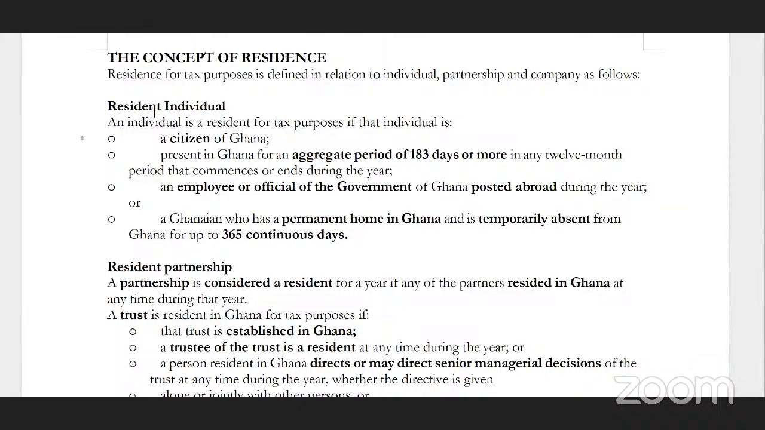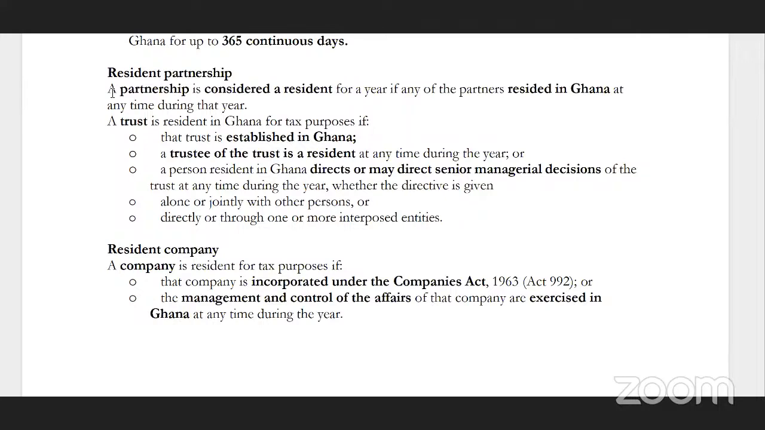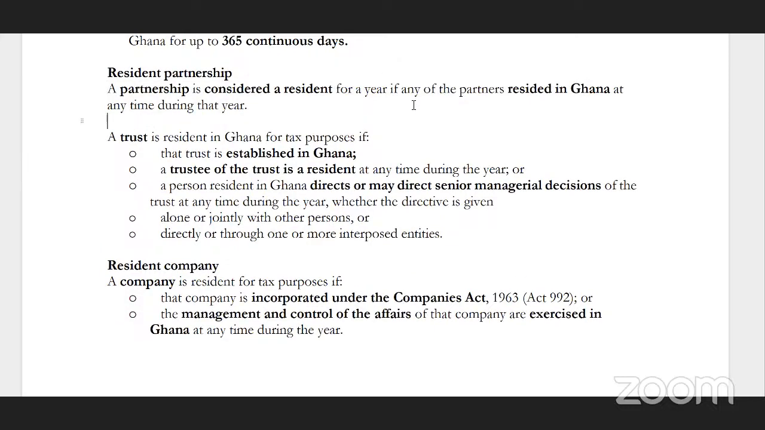That was an individual. Now, this is where it gets feisty. Resident partnership. And it's very short. And somebody said, what does it mean? See, a partnership is considered resident for a year if any of the partners resided in Ghana at any time during the year. And that is where they ended. Now, this is not fair. Why is it that for individuals they wrote plenty, but in partnership they just said that if any of the partners resided in Ghana at any time during that year.